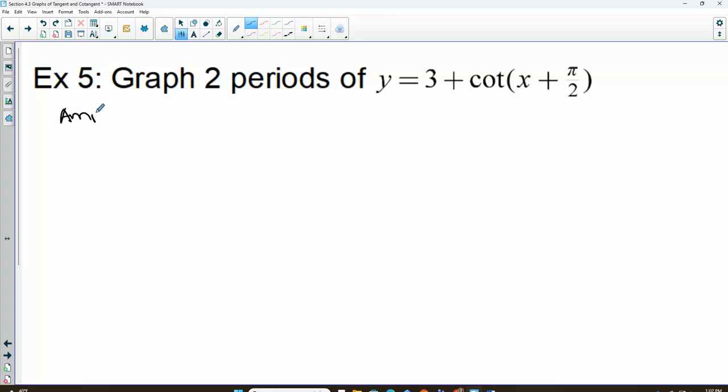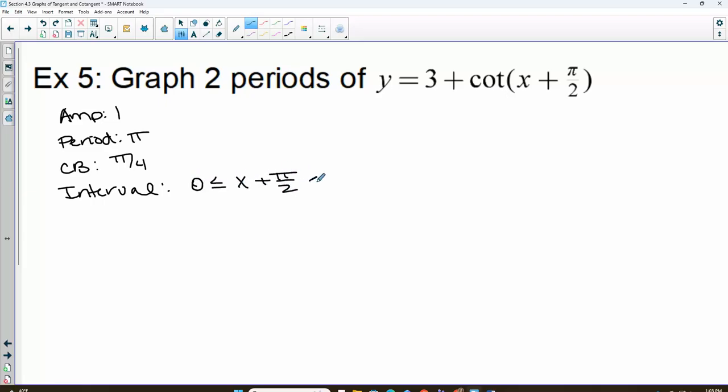What's our amplitude? Period. Count by. Interval. It's cotangent, so we do cotangent between, okay, so if we subtract our π/2, left from -π/2 to positive π/2. What does the 3 in front do?